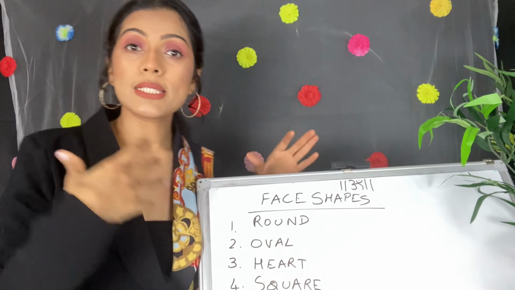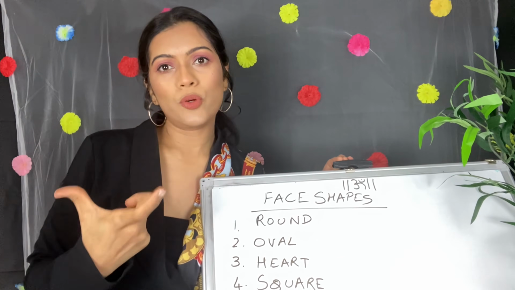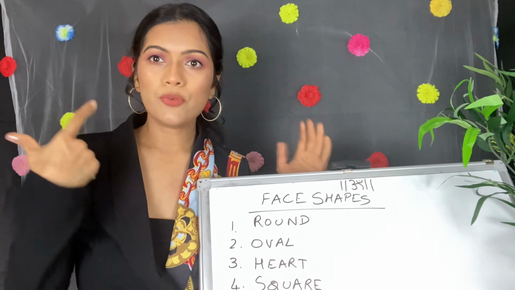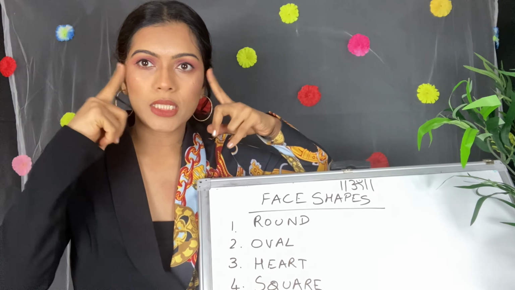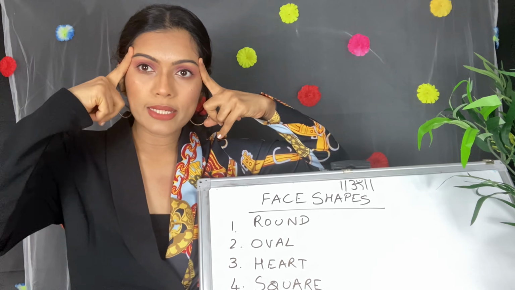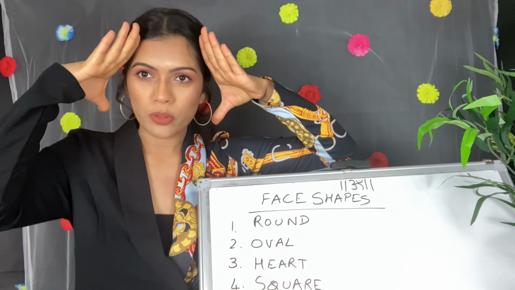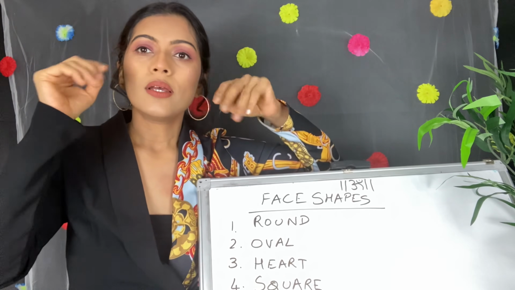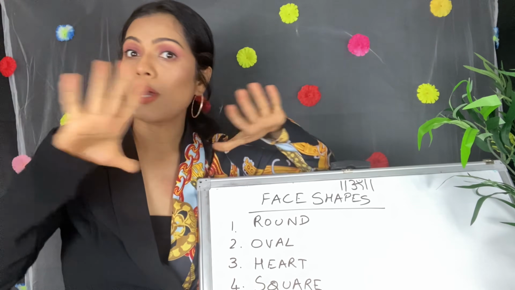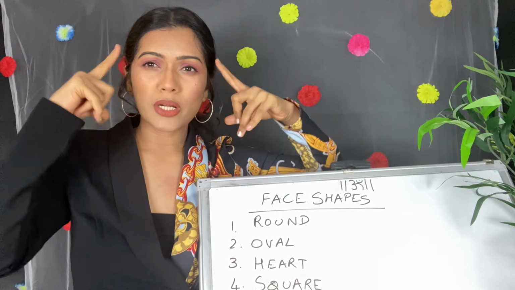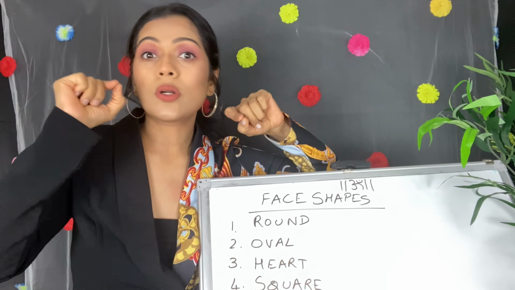Now next comes, guys, heart. Now how to identify if you are a heart face shape? In a heart face, if you see my face, guys, I have wide cheekbones, but my forehead is a little bit narrow. Okay, it is not wide. So my shape is not heart. Even if I have wide cheekbones, I don't have a wide forehead, so it's not a heart shape.